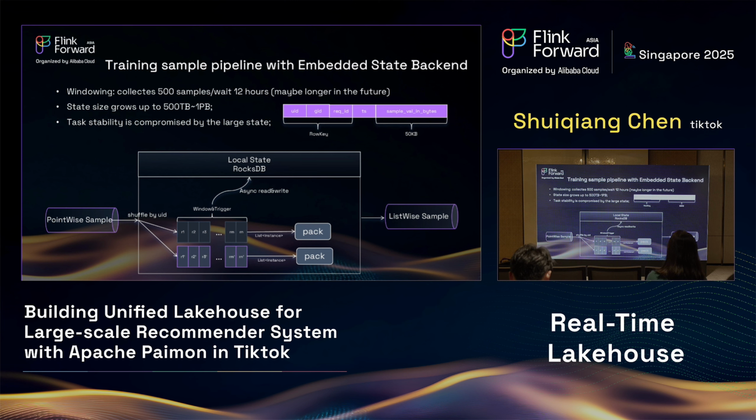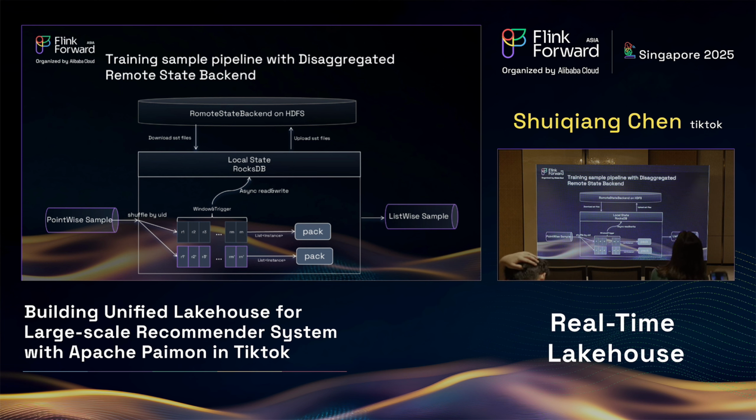The window is triggered when 500 samples for the same user are collected, or the 12-hour timer is fired. The size of a point-wise sample is about 50 kilobytes, and the sample value field takes up the majority of the size. And as the job keeps running for a long time, the total state size grows up to 5 terabytes to 1 petabyte. And the task stability is compromised by the large state, such as taking a long time to finish a checkpoint or recover from a failure restart.